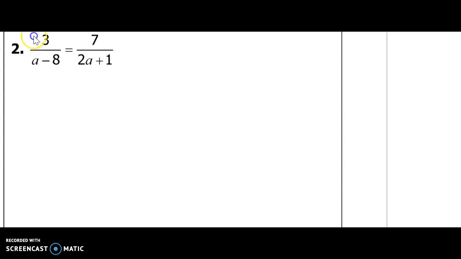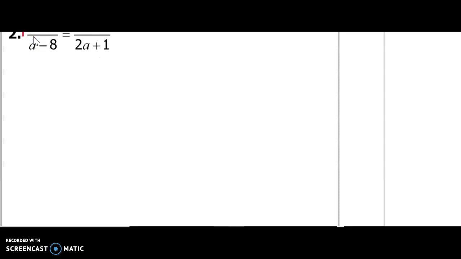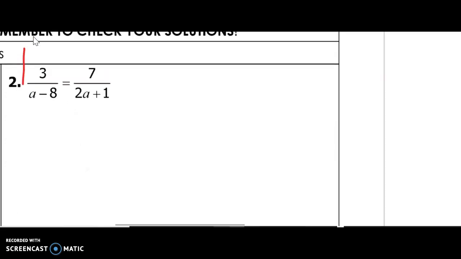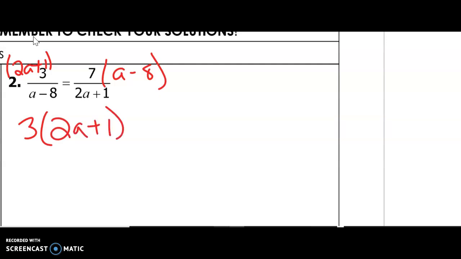So I'm going to multiply the 3 times the 2a plus 1. So let me get that. I'm going to multiply the 3 times 2a plus 1, and I multiply the 7 times a minus 8. So when I rewrite that, I'm going to write the 3 down first, and then 2a plus 1 equals 7 times a minus 8.